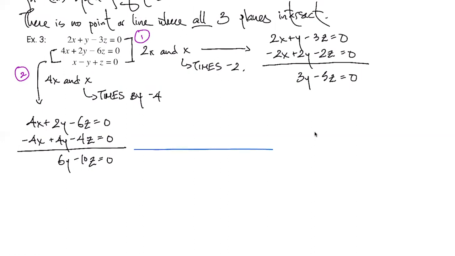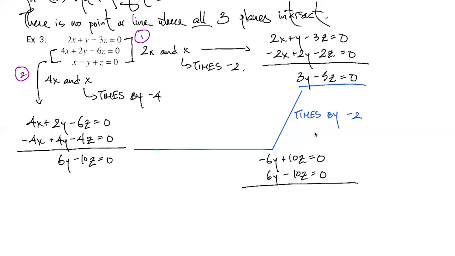So this one and this one, I'm going to try and eliminate one of the letters. So let me try and get rid of the y's. I'm going to times this equation by -2. Okay, so that will give me -6y plus 10z equals 0. And then I'm going to bring the other equation and plop it right underneath. 6y minus 10z equals 0. Oh, this looks kind of interesting.